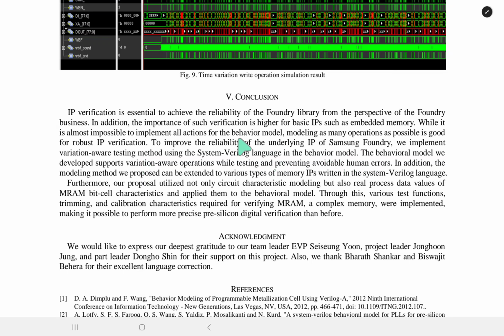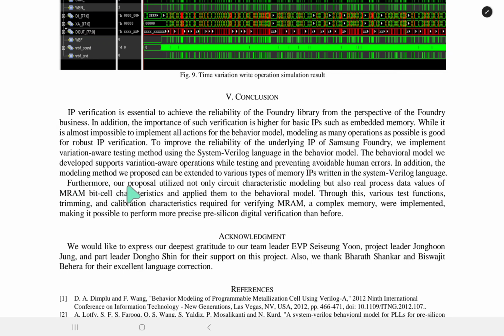The behavior model we developed supports variation-aware operation while testing and preventing avoidable human errors. In addition, the modeling method we propose can be extended to various types of IPs written in the SystemVerilog language.